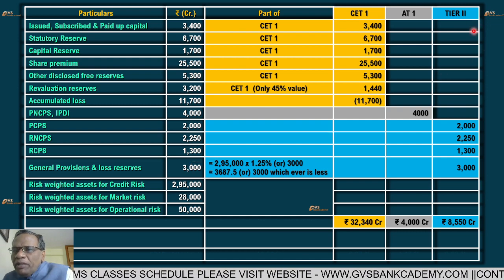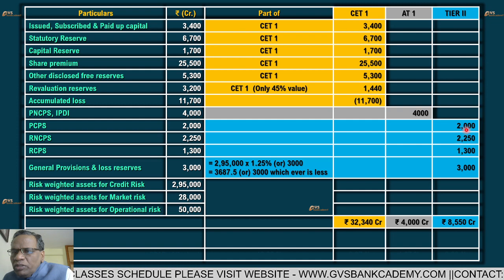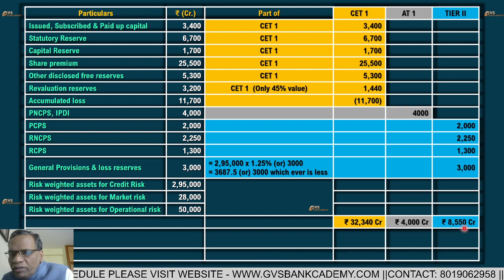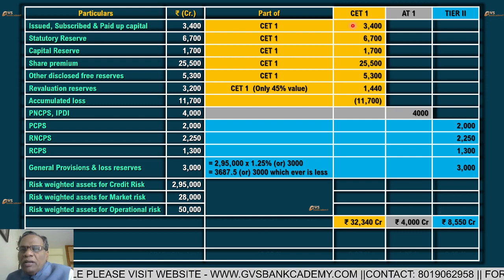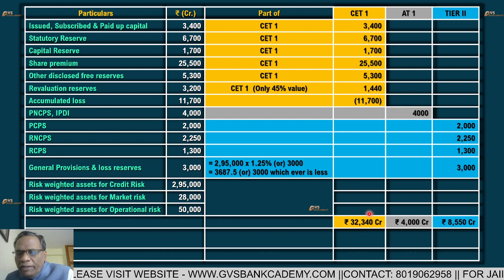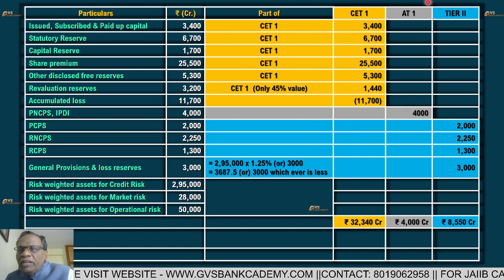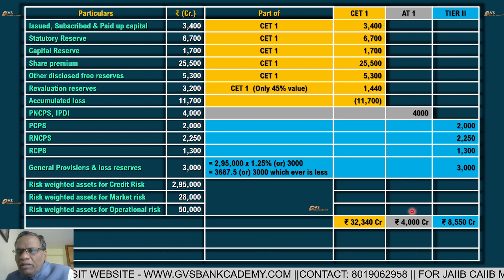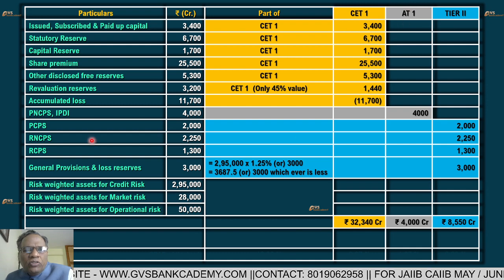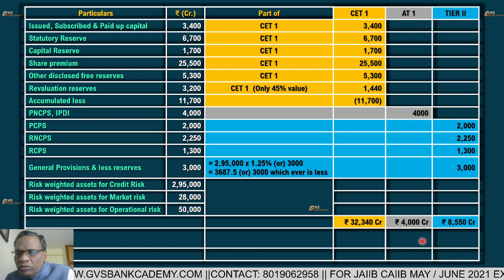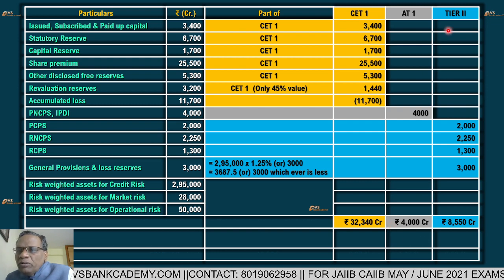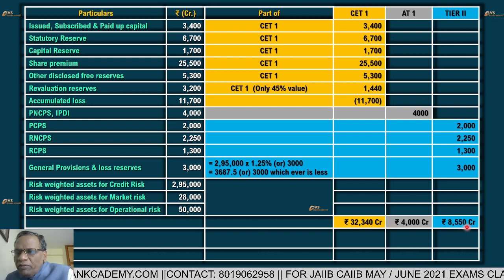So Tier 2 capital total is 2,000 crores, 2,250 crores, 1,000 crores and 3,000 crores. Total 8,550 crores. Now we have calculated common equity Tier 1 capital, core capital, going concern capital. Additional Tier 1 capital, going concern capital, permanent capital is 4,000. So additional Tier 1 capital instruments are perpetual bonds 4,000 crores, and Tier 2 capital is 8,550 crores.